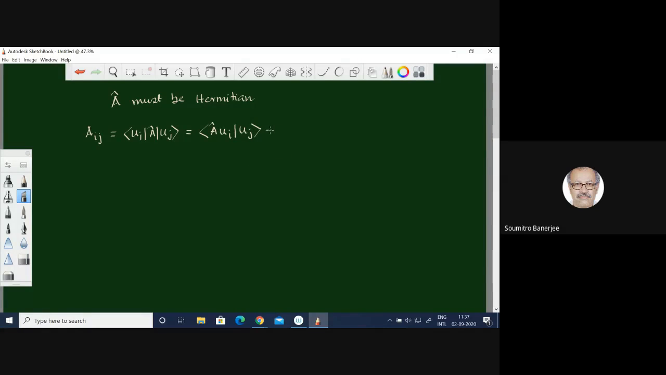This is nothing but... I can bring the uj to this side. If you interchange the position of the ket and the bra, it gets a star. So we can write this as equal to uj A ui star. So I have interchanged the positions, and if you interchange the position, it gets conjugated. We have already learned that.